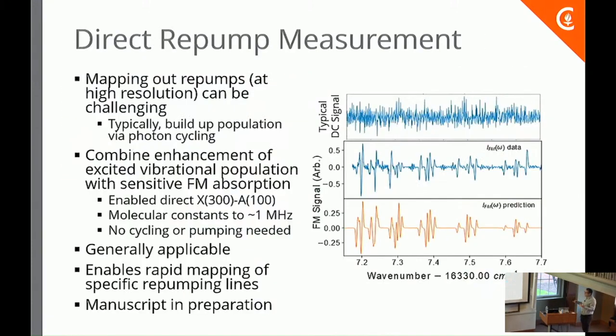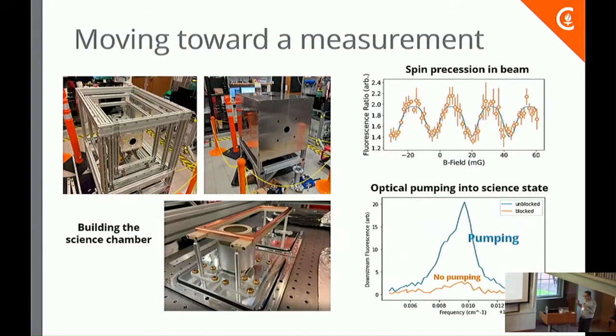So we've mostly been doing spectroscopy so far because molecules are complicated, but ultimately we want to do a CP violation measurement. So we've been starting to do more and more things toward that end, like working with spin precession in our YbOH beam, optical pumping into the science state to get even more population there instead of just relying on this chemical enhancement, which is what we've been doing so far, and starting to build the science chamber, the shields, and the fluorescence collection and that sort of stuff.